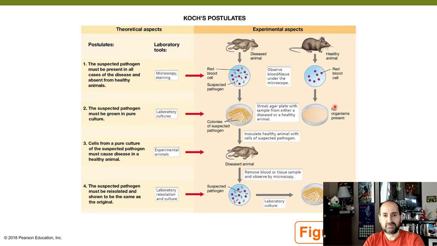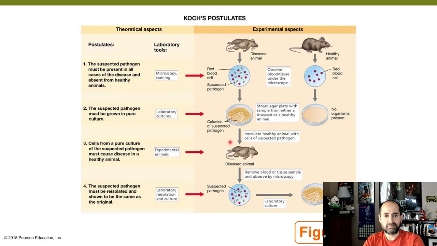Number three. The cells from this pure culture, you have to inject them into healthy animals, and those healthy animals need to become diseased. So what did you do? You took some of these colonies that you harvested from this original animal. You take this bacteria and you inoculate a healthy animal with the suspected pathogen. Does that make sense?